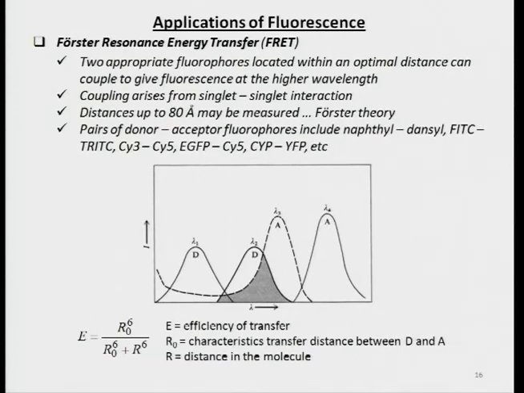So these are the traditional fluorophores. Naphthyl and Dansyl systems were traditional. FITC and TRITC were traditional fluorophores. Cy3 and Cy5, these are the newer ones. Enhanced green fluorescent protein and Cy5.